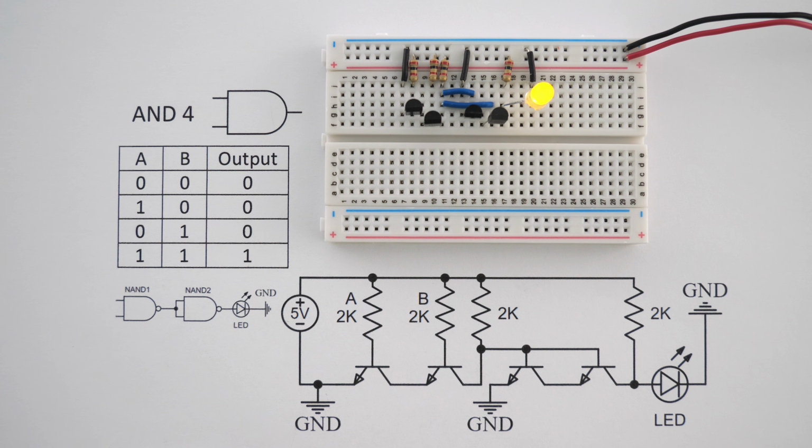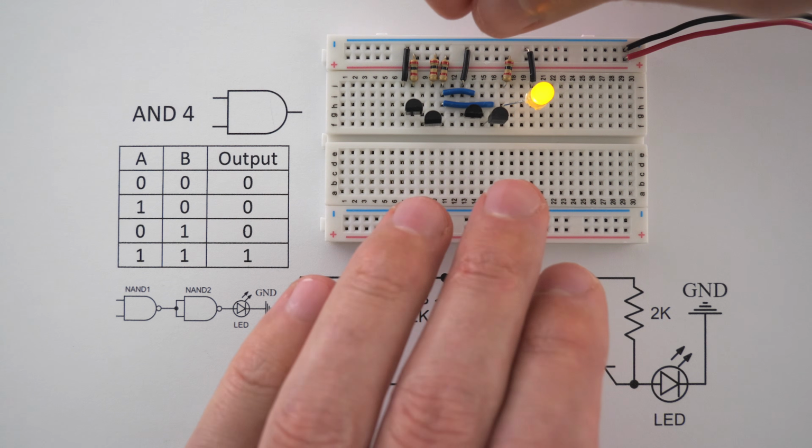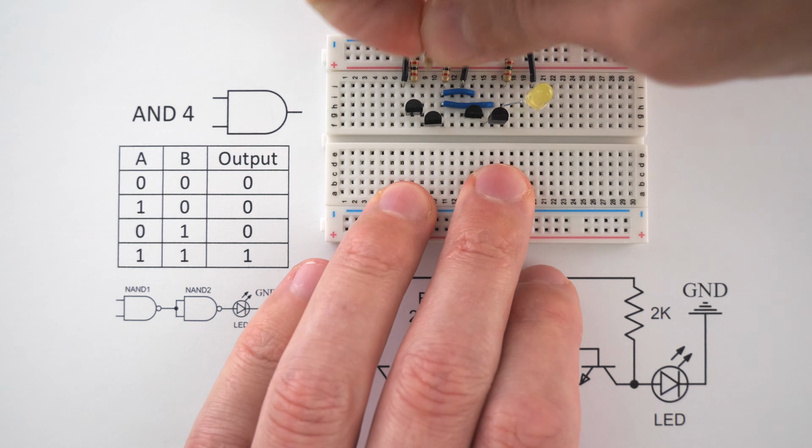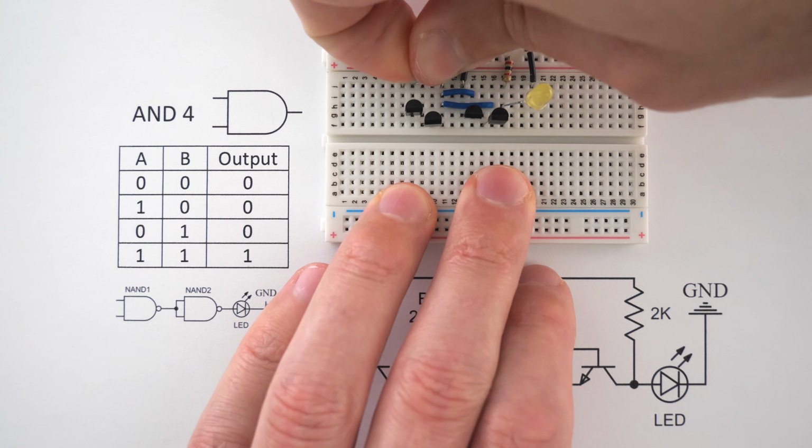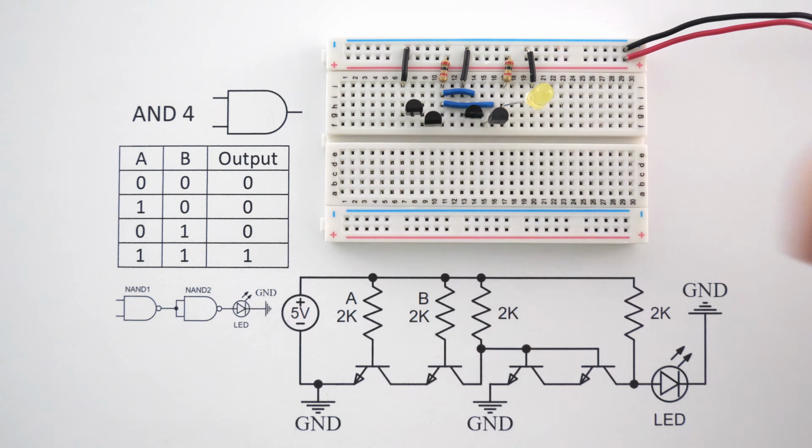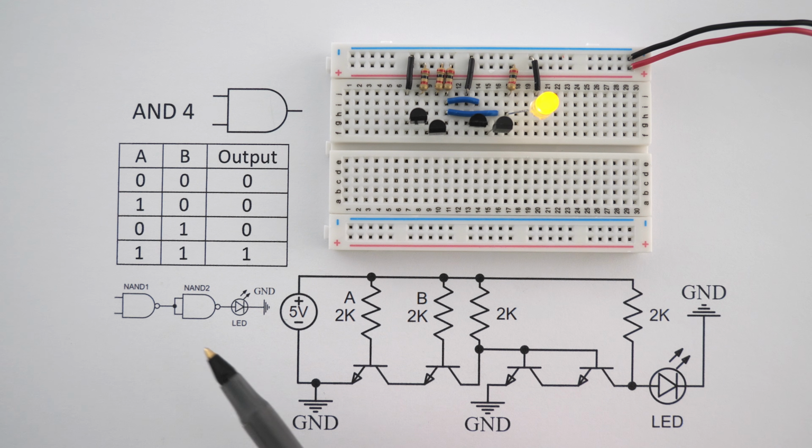And now that you understand how NAND gates are built, you should better understand this circuit. Right now we have input A and input B turned on, which is why the circuit is turned on. And if we remove either of these or both of these, the circuit should turn off, which it does. Now let's look at how this circuit is supposed to be built.